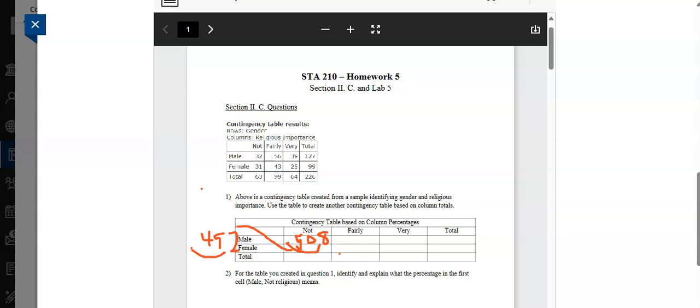Question number two says, for the table you created in question one, identify and explain what the percentage in the first cell, male and not religious, means. So we had 50.8% of men who do not see religion as important. We can think of it as, of the people who are not interested in religion, 50.8% of them are men. Or we could say these people are males who do not consider religion important.